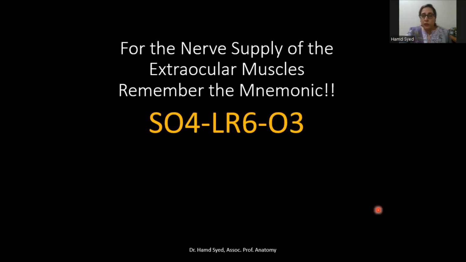If you want to remember the nerve supply, you have the mnemonic SO4 LR6 O3. SO4 simply means that superior oblique is supplied by the fourth cranial nerve. LR6 means lateral rectus is supplied by the sixth cranial nerve. And O3 means that all the others are going to be supplied by the third cranial nerve, that is the oculomotor nerve.